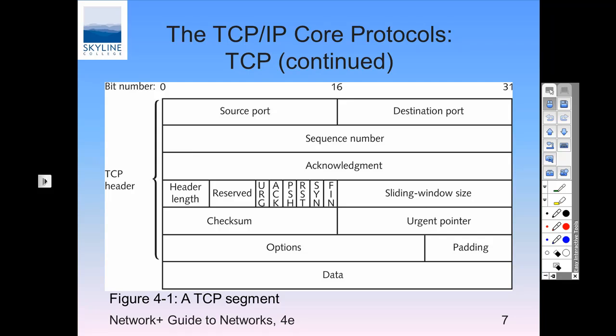The TCP packet itself, and each of these says 0, 16, 31, so this is 32 bits. Each of these lines is 32 bits, which is, what, 4 bytes?